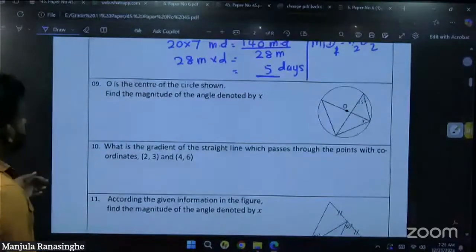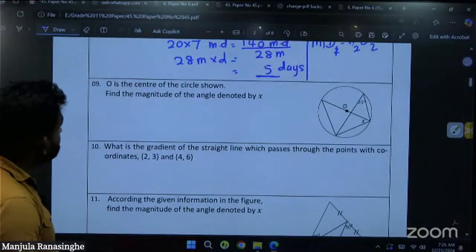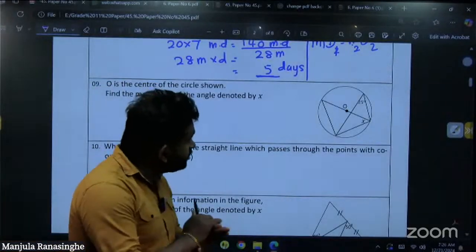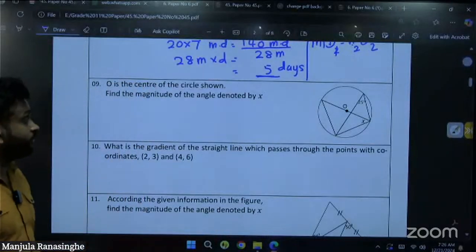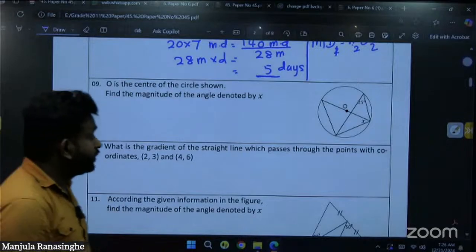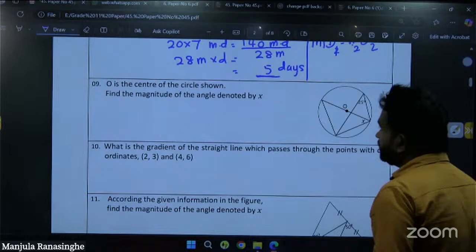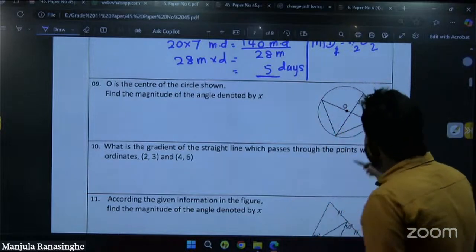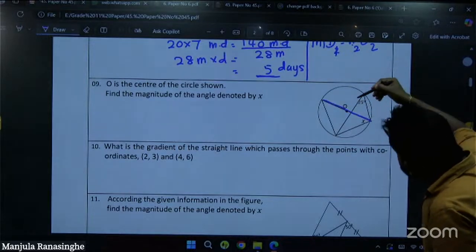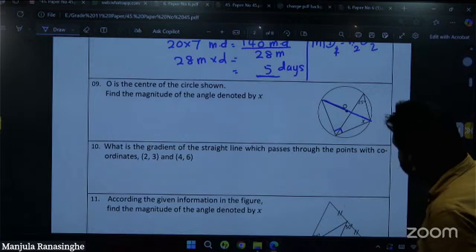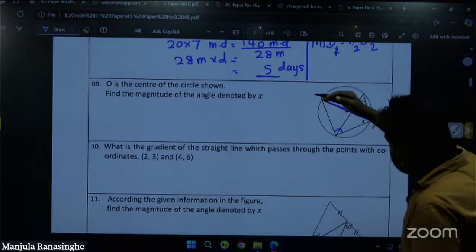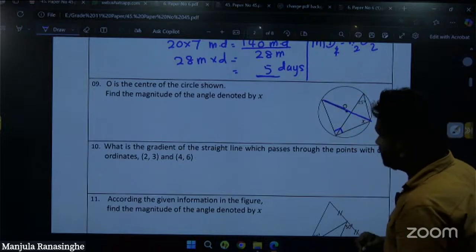Now, question number 9. O is the center of the circle shown. Find the magnitude of the angle denoted by x. Now you can see, whenever you see geometry, mark the information within the diagram. So what are the things that you can see here? If I draw here, this is a diameter. When you see a diameter, the angle subtended at the circumference from the diameter is 90. That's the main theorem: from the diameter, the angle subtended is 90 degrees.